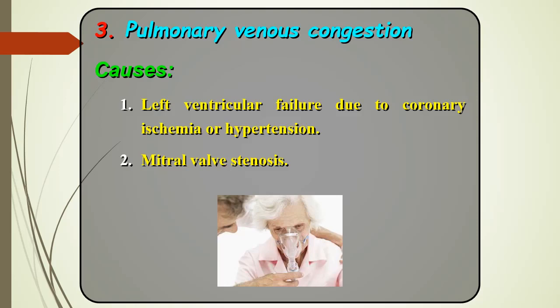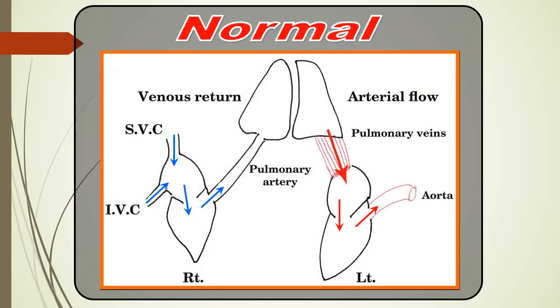And now we will discuss the third type of venous congestion, which is pulmonary venous congestion. Its cause may be left ventricular heart failure due to coronary ischemia or hypertension, or it may be due to mitral valve stenosis.